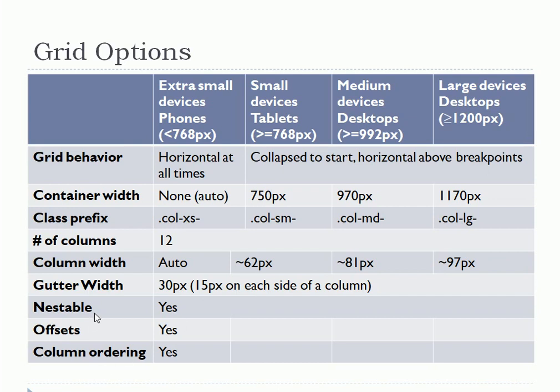Now it is nestable also, means you can do a nesting of these grids. You can do offset also. Offset means you can specify an extra left hand side margin. Then column ordering is also possible.